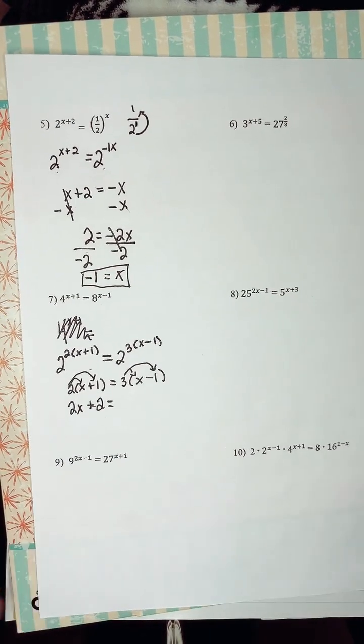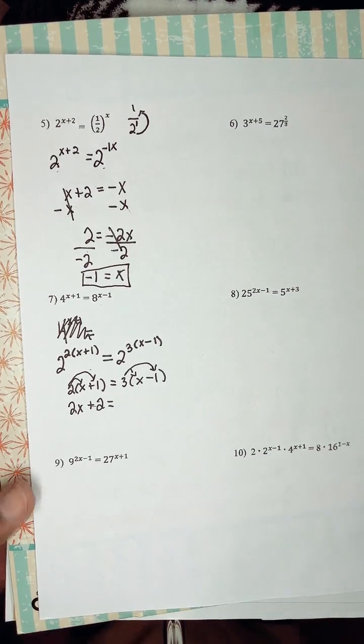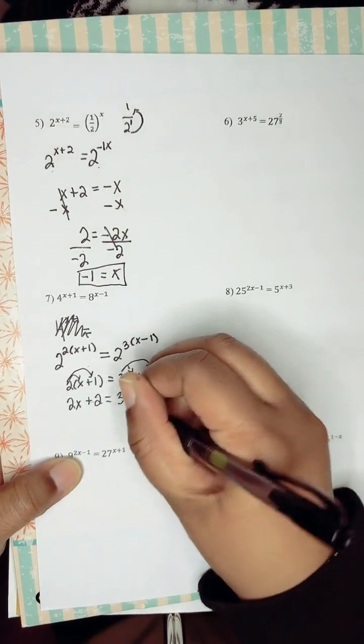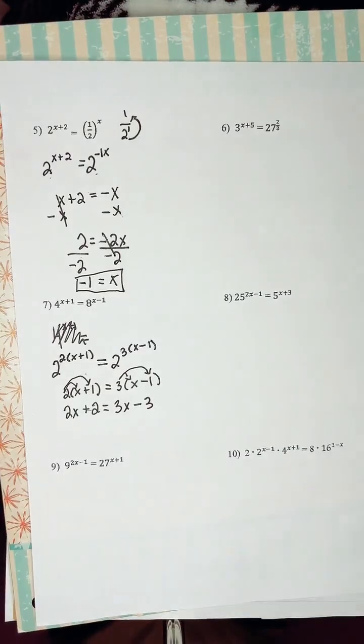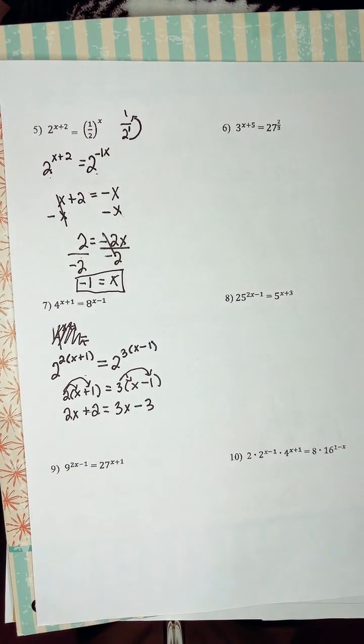What do you guys get? Good. So Ellis said 3x minus 3. Leah, 3x minus 3. Beautiful. Mad said 3x minus 3. Steph, let's go. 3x minus 3. Beautiful, you guys. Okay, here comes our multi-step.